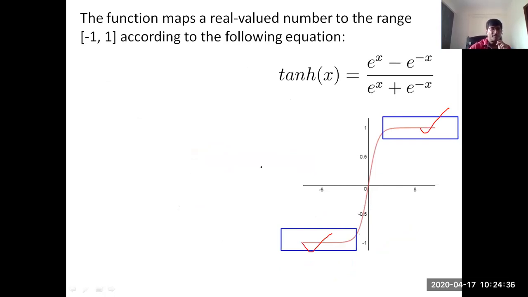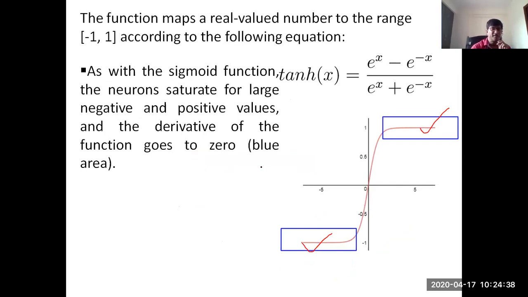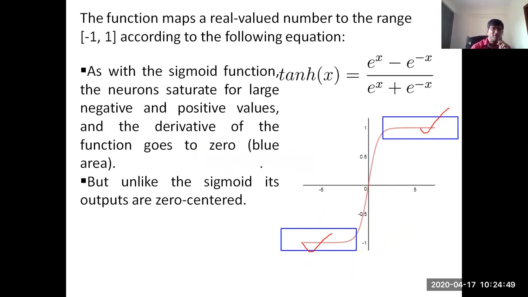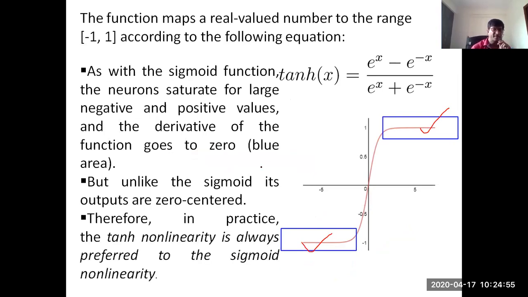And as with the sigmoid function, the neurons saturate for large negative and positive values, and the derivative of the function goes to 0. So again, the same problem that we discussed. But unlike the sigmoid, its outputs are zero-centered. And therefore, in practice, the Tanh non-linearity is always preferred to the sigmoid non-linearity. So if we have to take a non-linear function similar to sigmoid, we would prefer the Tanh function as compared to your sigmoid function.